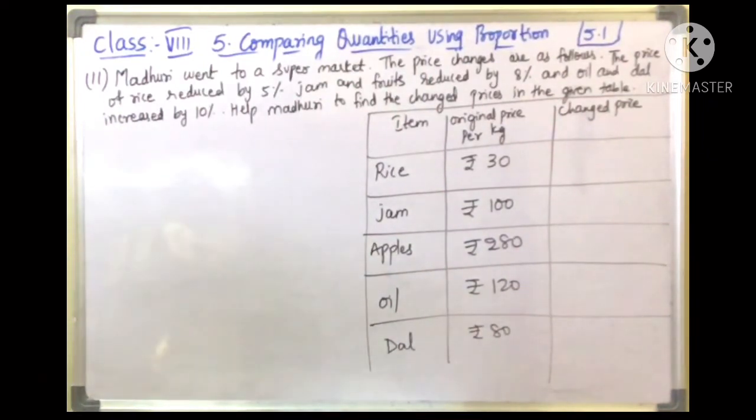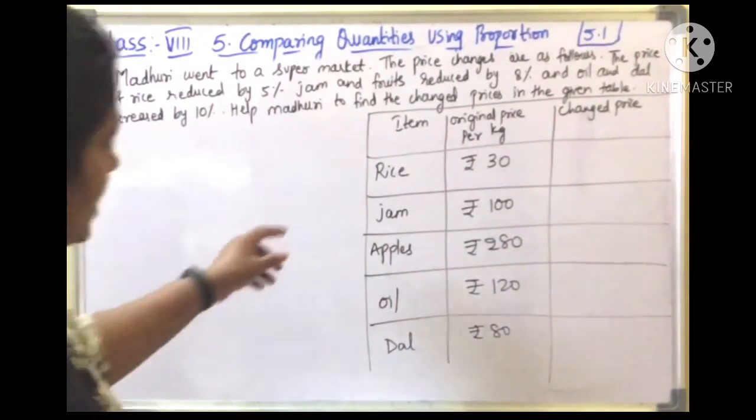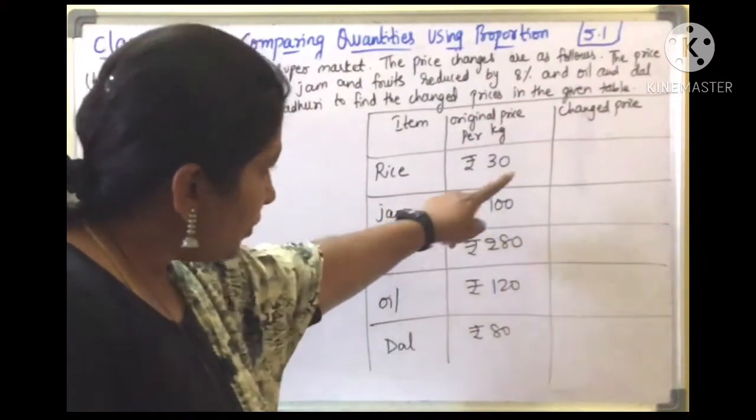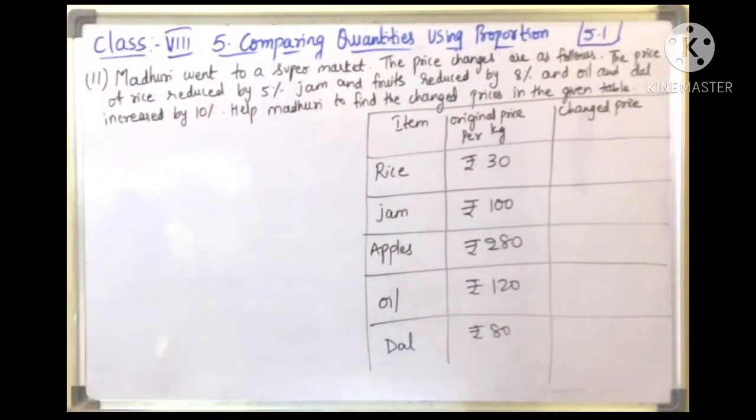Here coming to the question. Madhuri went to a supermarket. The price changes are as follows. The price of rice reduced by 5%. Reduced means what? Decreased by 5%, and jam and fruits reduced by 8%, and the oil and dal increased by 10%. Help Madhuri to find the changed price in the given table. Here in the table they gave the items and the original price. We have to find the changed price. We will see in the question whether it is decreased or increased, and based upon that we are going to find it.